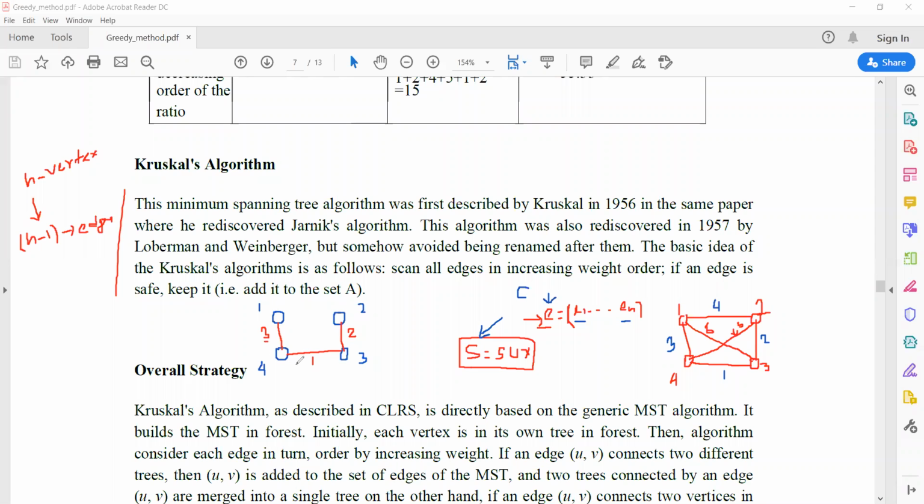Your execution of the program will end here, because you already have n minus 1 edges. So you stop it, and that will be the minimum cost spanning tree, and the cost of the spanning tree is nothing but 6.